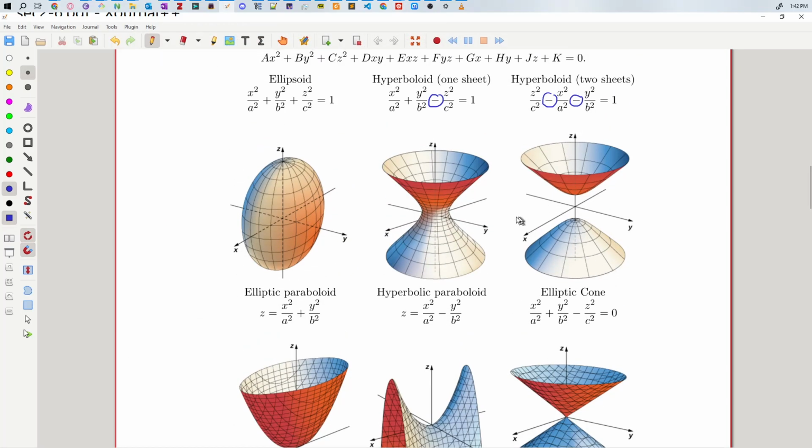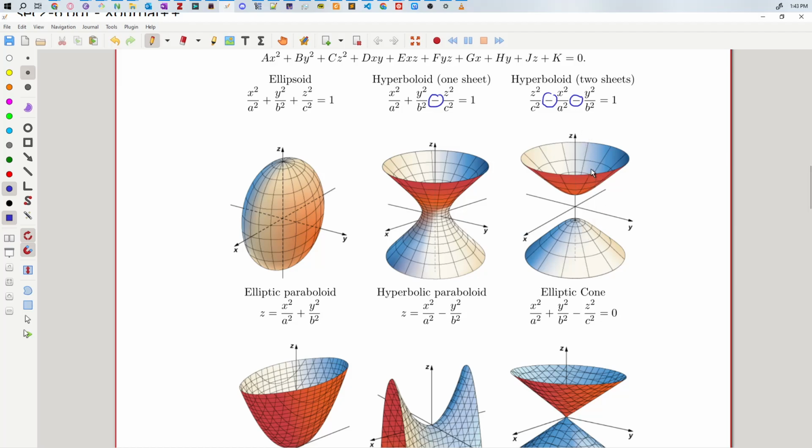Let's talk about traces. I forgot to mention that. So with the 1-sheet hyperboloid, let's see. If we intersect with the xz plane, we get a hyperbola. If we intersect in the yz plane, it's still a hyperbola. If we intersect with the xy plane, we should get an ellipse. I've been saying hyperboloid. It's hyperbola. The intersected versions are hyperbolas and ellipses.